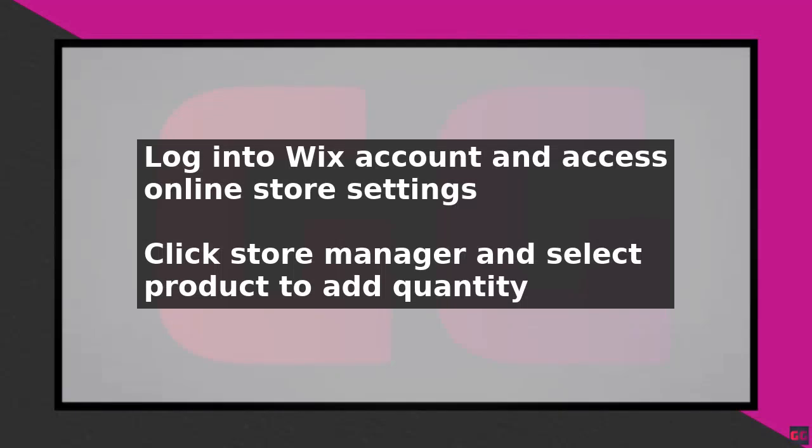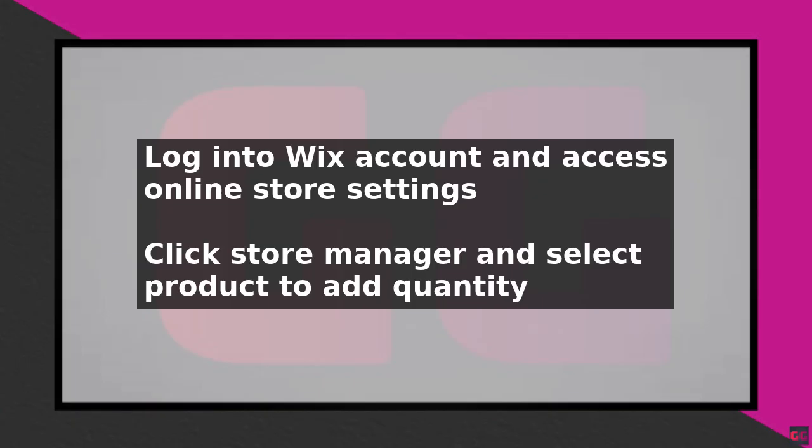To add quantity to Wix, start by logging into your Wix account and accessing your online store. Click on the Store Manager and select the product for which you want to add quantity. In the product settings, click on the Inventory tab and enable the Track Inventory option.